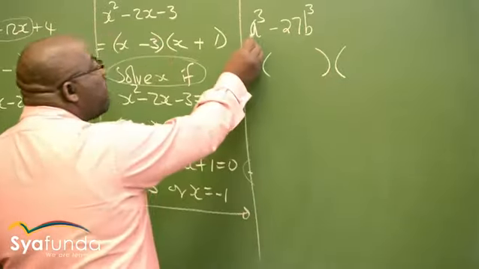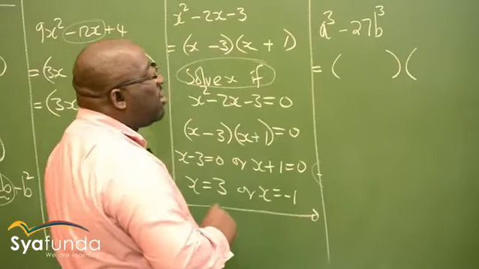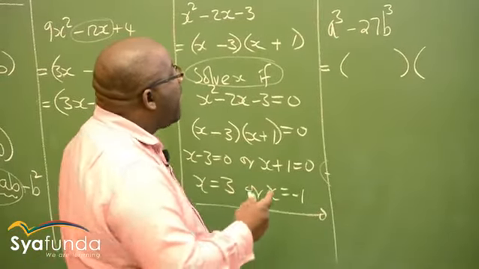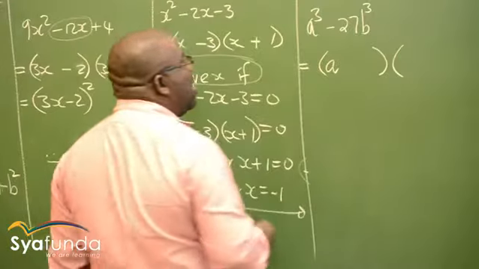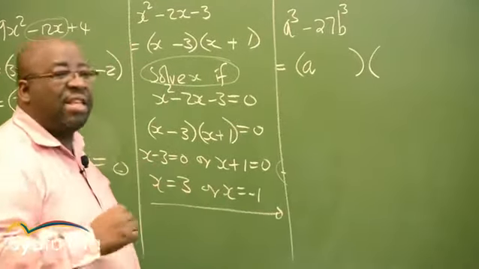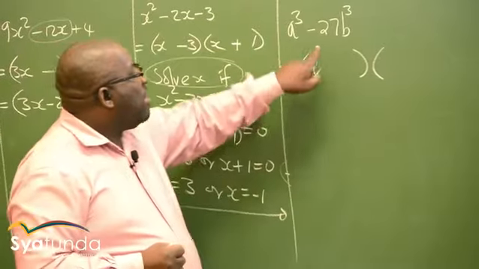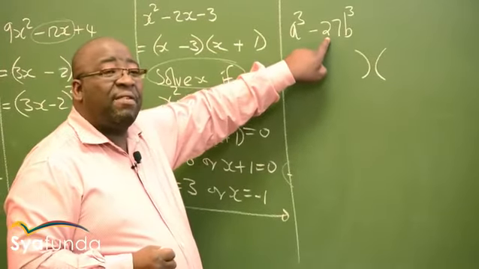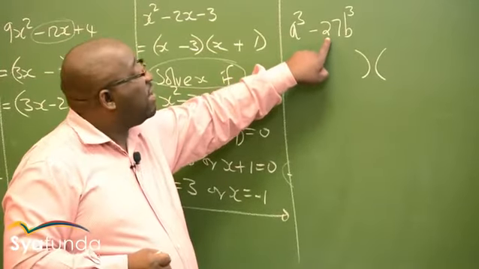Number one, you look for the cube root of this value. What is the cube root of a cubed? It is equal to a. Now it's a times a that gives us a cubed. What number will we multiply by itself 3 times that will give us 27?